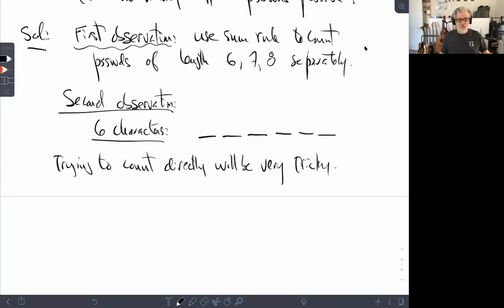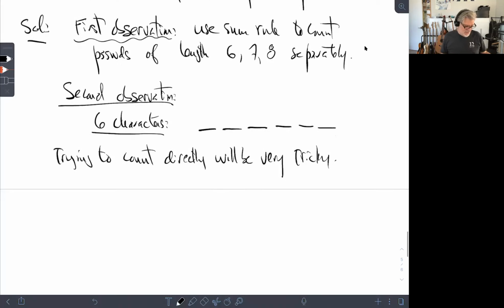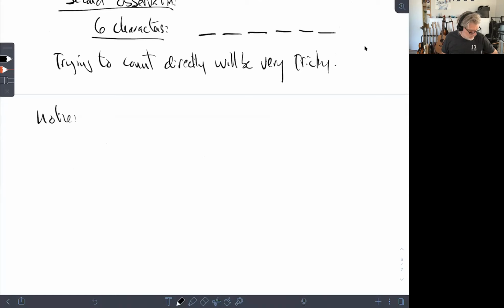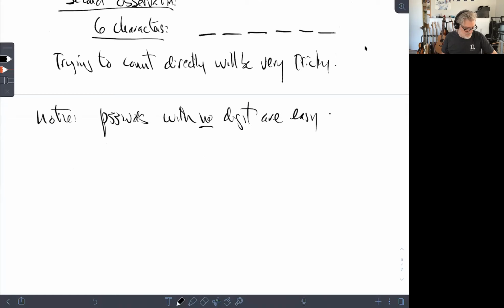Okay, so what do you do? Look at the negation of that condition. What's the negation of that condition? That there is no digit, and that becomes very easy to count, right? So notice, passwords with no digit are easy to count. Okay, so let's do that.